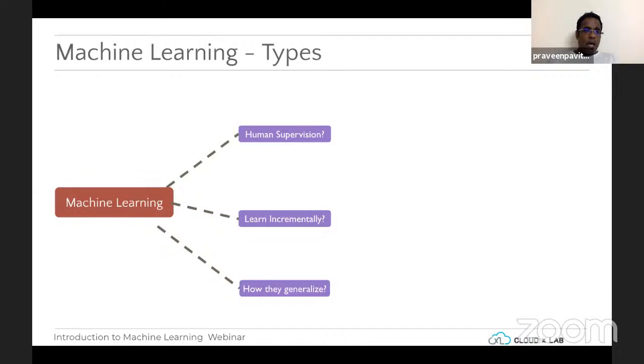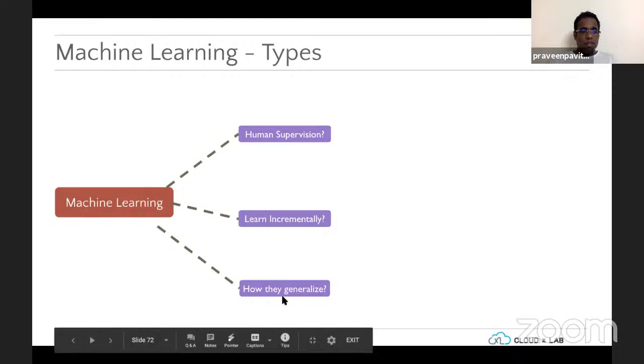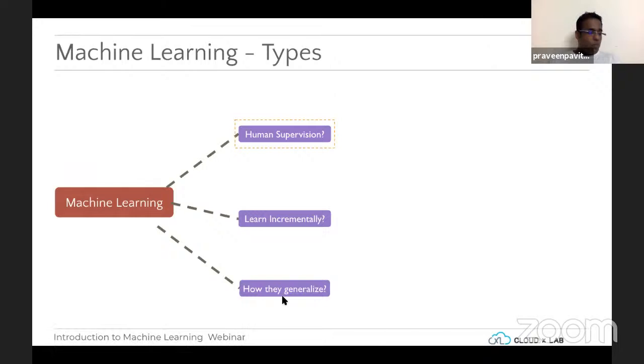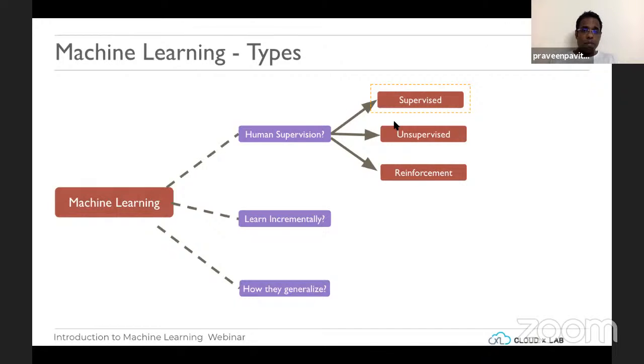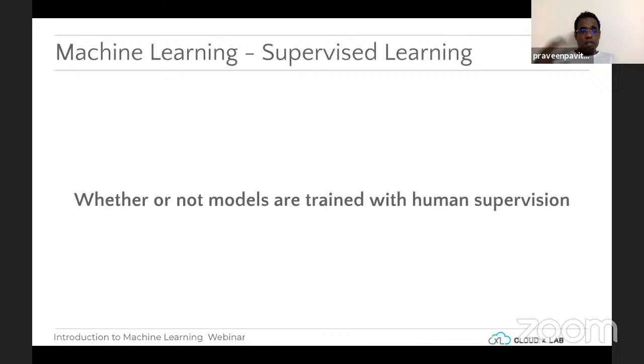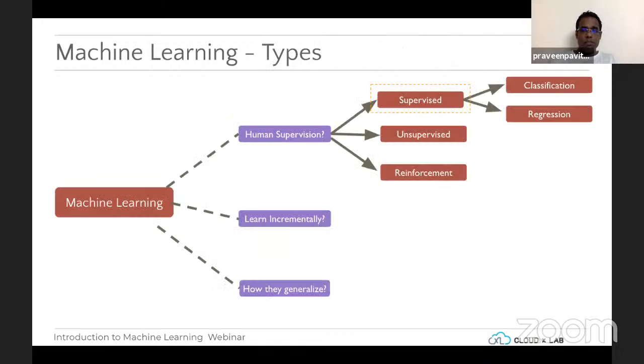Okay, so now what are machine learning types? Machine learning at its basic can be resolved into types: whether it's done with human supervision, whether it can learn incrementally, and how it generalizes. So these are the three types that you can start with. Let's look at human supervision. So we have supervised learning. What is supervised learning? It's whether a model is trained with human supervision. What does that mean?